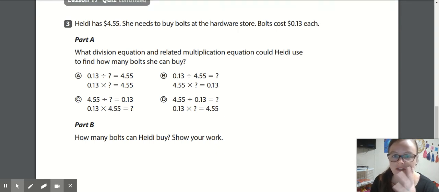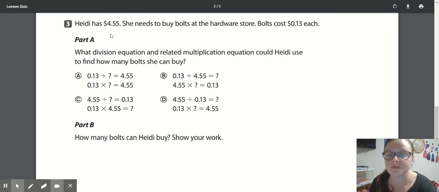All right, so first I want to think. I know that Heidi has a total of $4.55. I know she needs to buy bolts at the hardware store. Bolts cost 13 cents each. Okay, so each bolt is 13 cents. We need to figure out how many bolts she can actually buy with a total of $4.55.